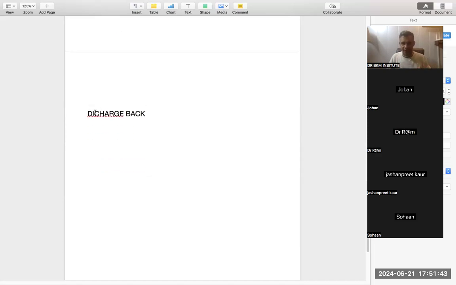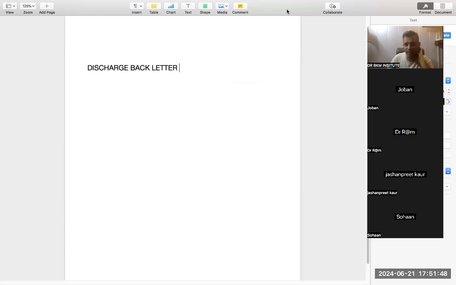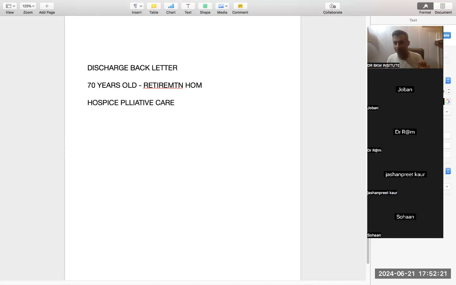Now, discharge back letter. Very, very important. Please understand what is discharge back. Discharge back means patient is coming from somewhere to us and we are discharging back the patient to the same place. Now, how would it happen, sir? Suppose the patient is 70 years old and lives in a retirement home, or lives in a hospice and is in palliative care. This is very important. Palliative care letters can come.